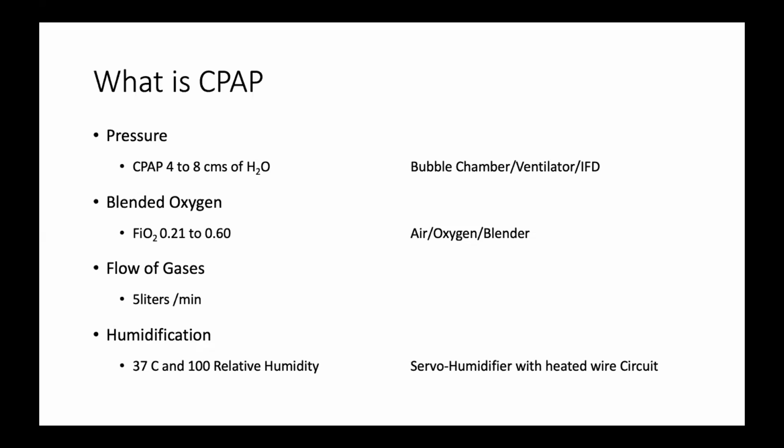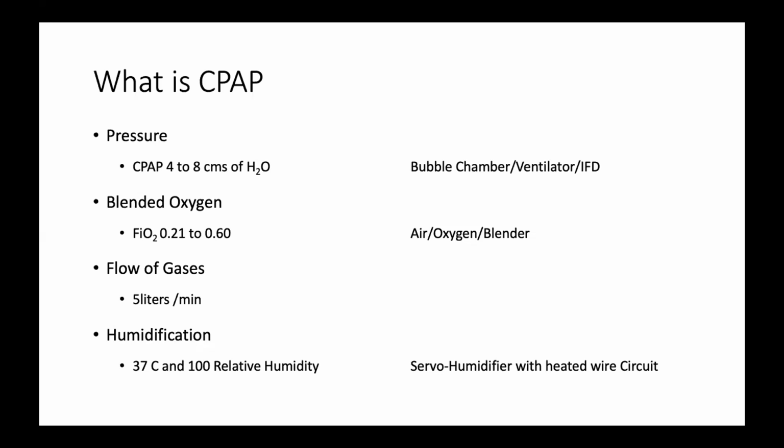And for generating pressure, we need flow of gases in the circuit. And the flow which is required for generating pressure of 4 to 8 is just 5 liters per minute. And all this gas which goes into the lungs should be warmed and humidified, because these are relatively high flow of gases.